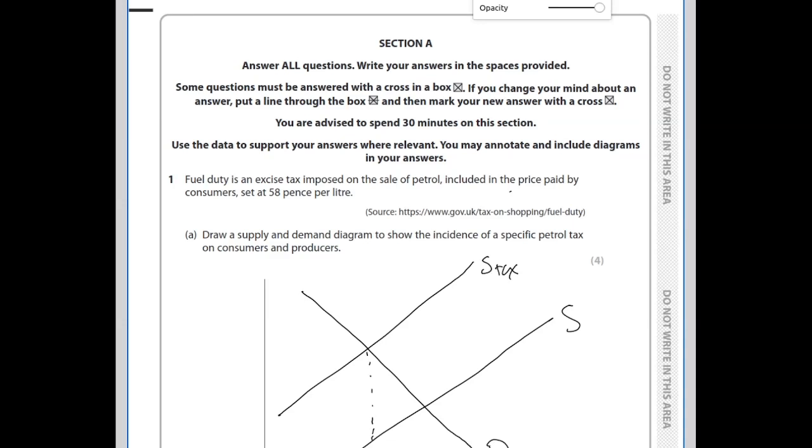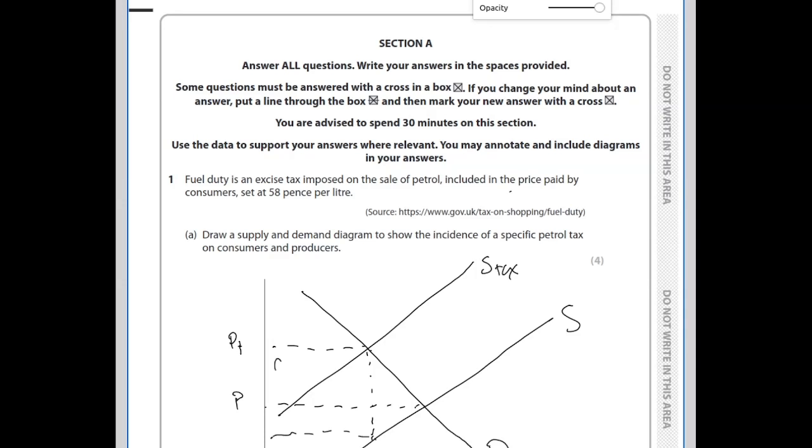I'm going to come down from the new equilibrium point, come over from the new equilibrium point, and also from where I connect down from the new supply curve. I'm going to draw across to the old equilibrium point. So this is going to be P, and this is going to be PT for P with tax.